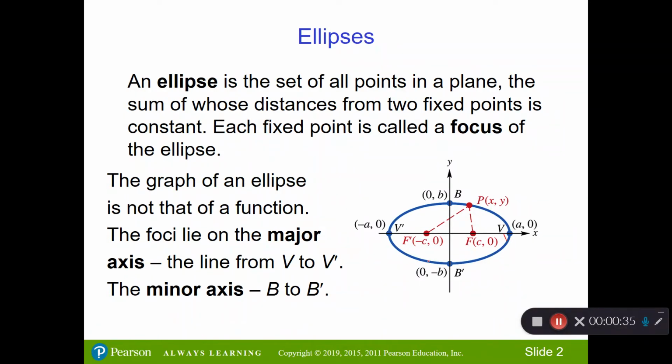So it's all points where the sum of the distances to these 2 points is the same. That's what that string would represent. These 2 points are called the foci. This is one focus and this is the other focus. Along here we have the major axis. That's what the ellipse is elongated along. And then the shorter side of the ellipse is our minor axis. The B's represent the endpoints of the minor axis, the A's the endpoints of the major axis, and the C's are the coordinates of the foci.